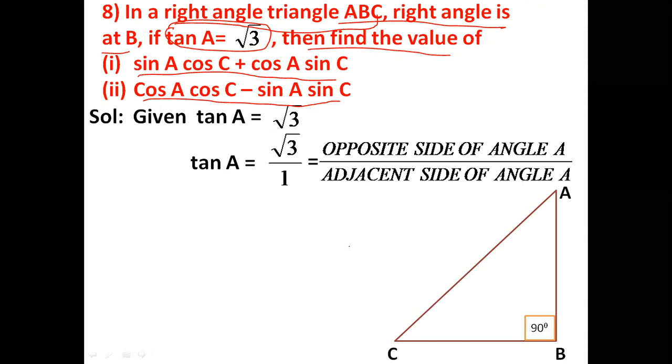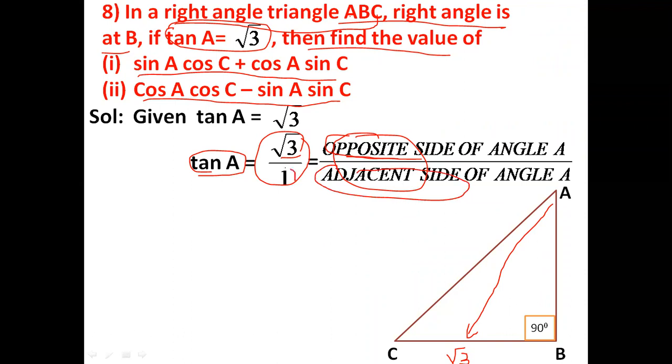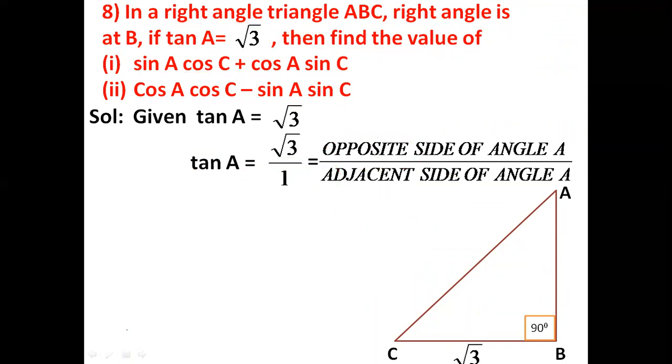Now first you have to find sin A, cos A, sin C, cos C. So here, given that tan A is equal to root 3 by 1, which is equal to opposite side of angle A by adjacent side of angle A. If you equate these two ratios, the opposite side of angle A is root 3, and the adjacent side of angle A is 1. So this is root 3 and this is 1.